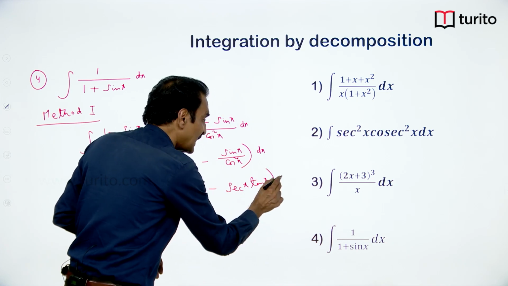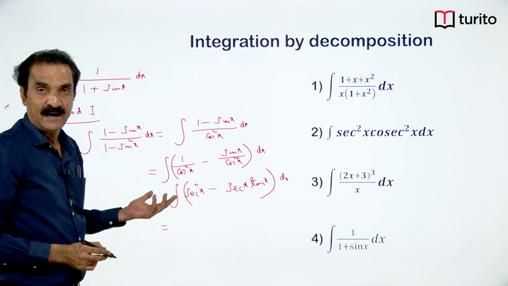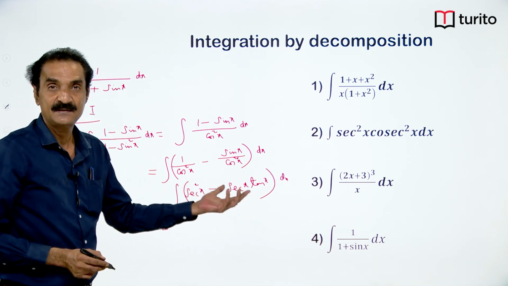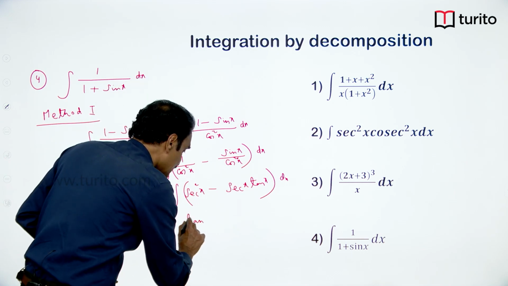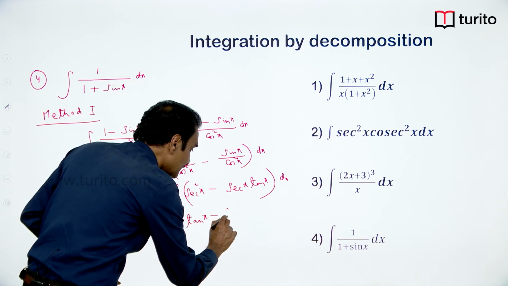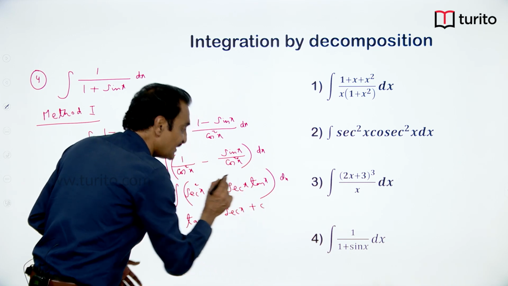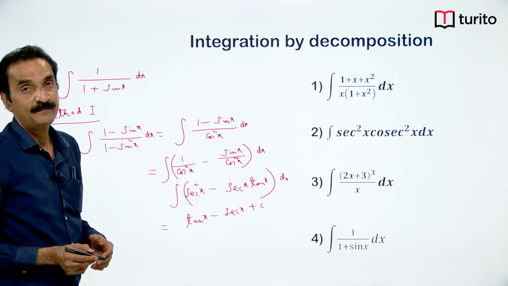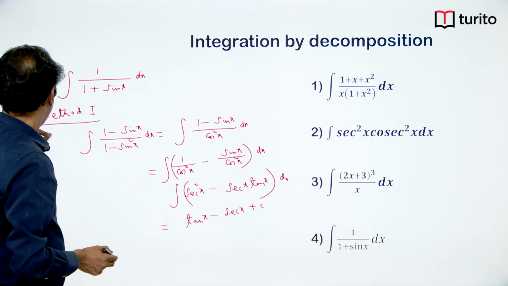And both are standard integrals. What is the integral of secant square x? Tan x. Integral of secant x tan x is secant x. So, it is tan x minus secant x. We can write only one constant c. Okay. This is the first method. Now, second method.